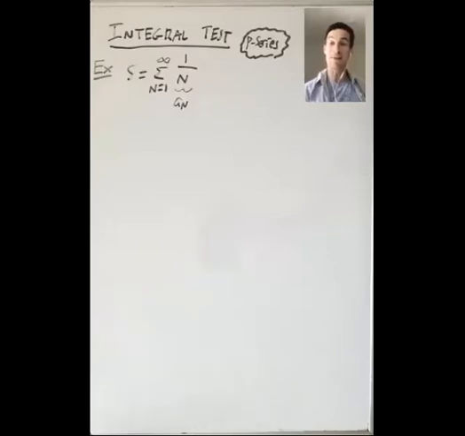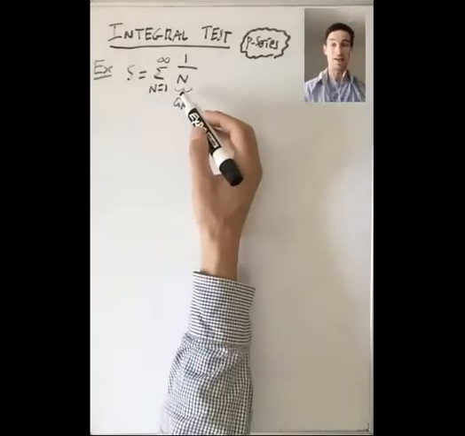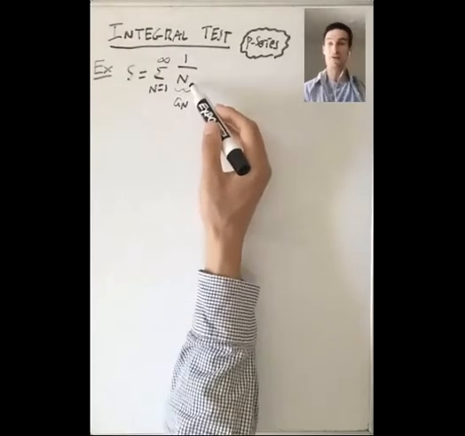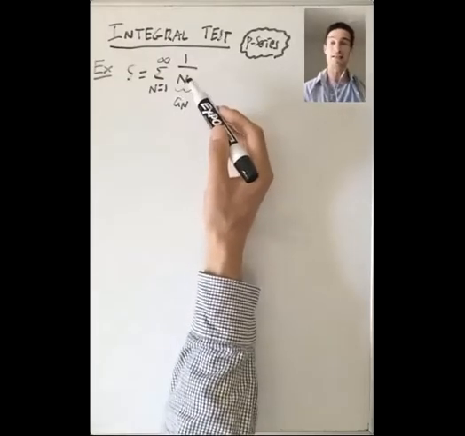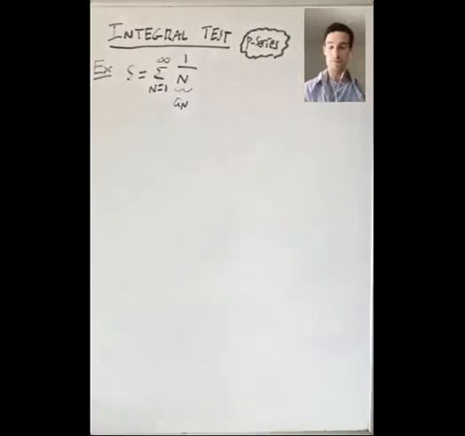And the example that I gave of that was this series. The limit as n goes to infinity of 1 over n is equal to 0, but we're going to see that this series diverges. Okay, well, how are we going to see that? We're going to see that with the integral test.